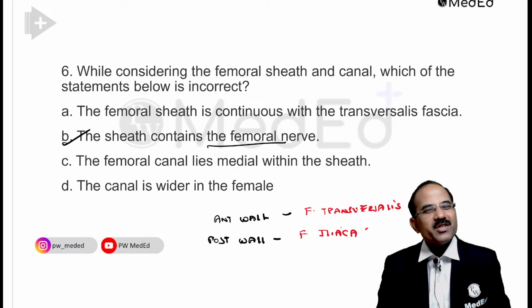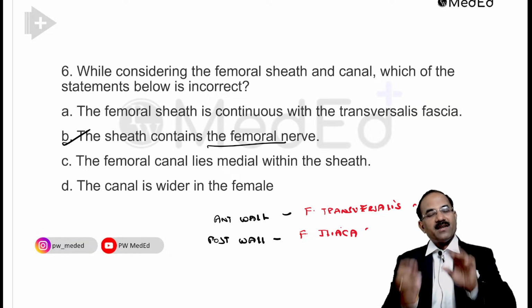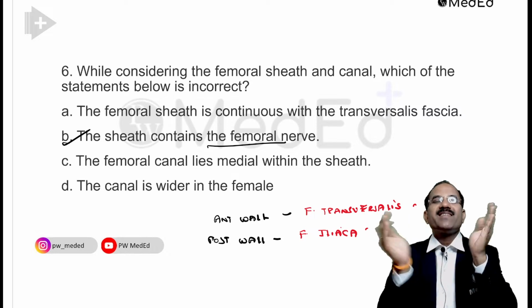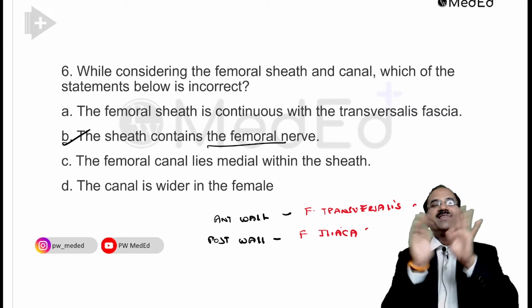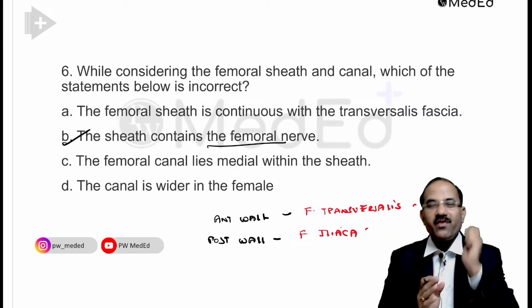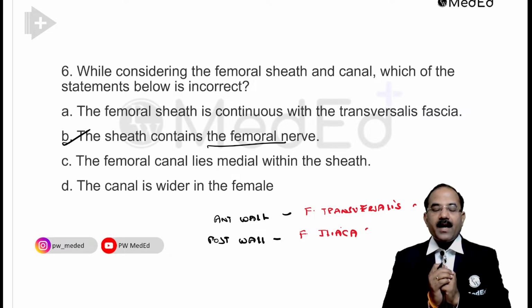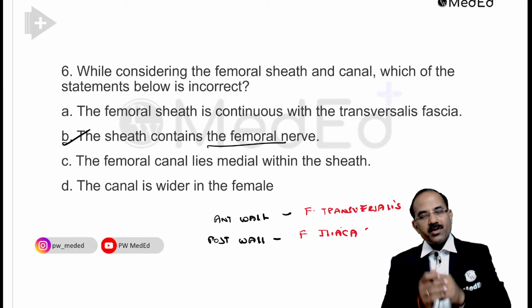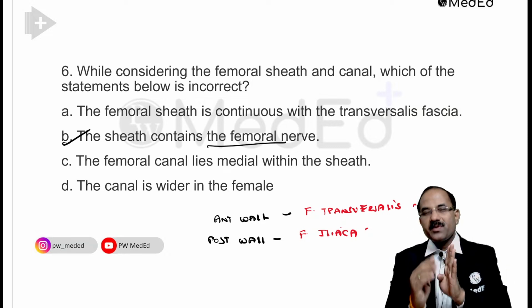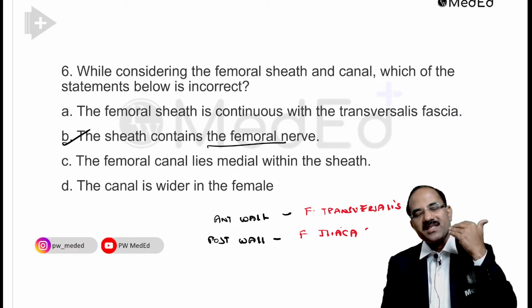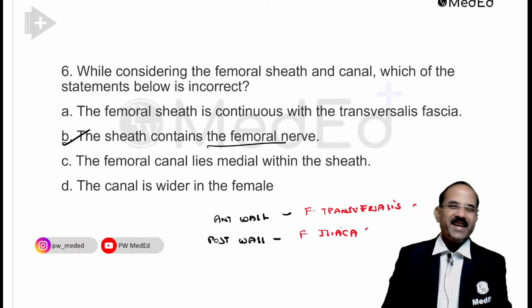Fascia transversalis and fascia iliaca. Fascia lata नहीं है बच्चा. Fascia lata is the fascia which is going to enclose the thigh. ये thigh को surround करता है. It surrounds the thigh. That is known as fascia lata. Fascia lata is something different. And how is the femoral sheath formed, बच्चा? Femoral sheath के दो walls हैं, anterior and posterior wall. So anterior wall is formed by fascia transversalis. The posterior wall is formed by fascia iliaca.